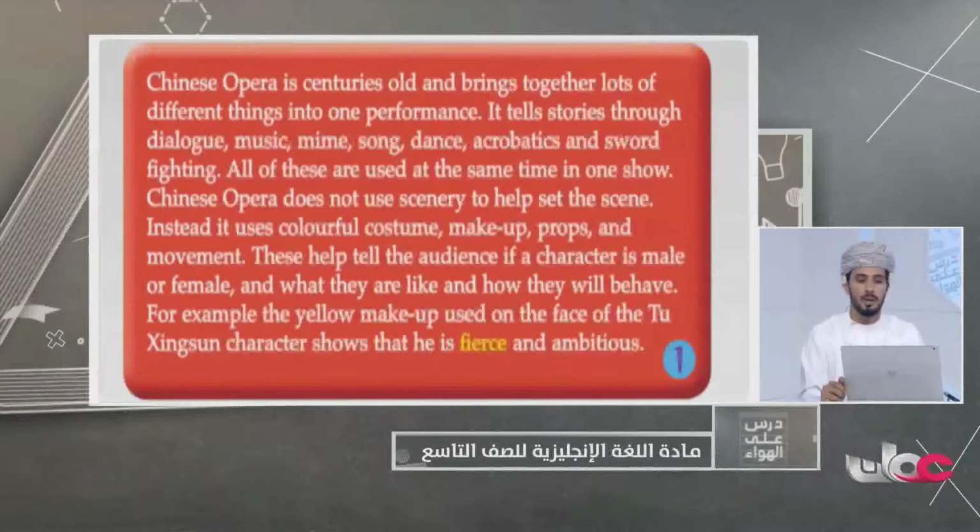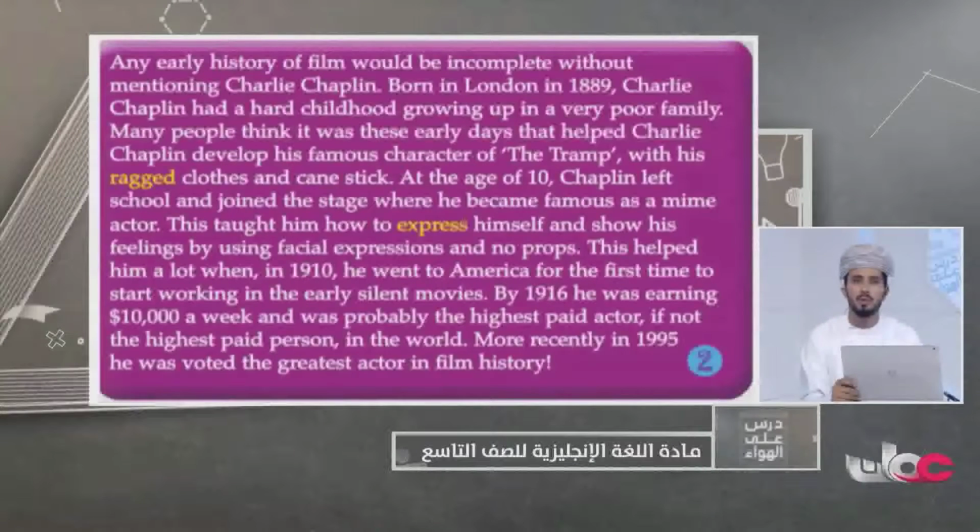Let's go and read the first one. We will only read the first sentence, and then we will realize whether this paragraph is a biography or not. Chinese opera is centuries old and brings together lots of different things into one performance. It tells a story through dialogue, music, mime, song, dance, and so on. From the first sentence, they are talking about Chinese opera, not about a person. So is it a biography? No, it's not a biography. Go on to the second one.